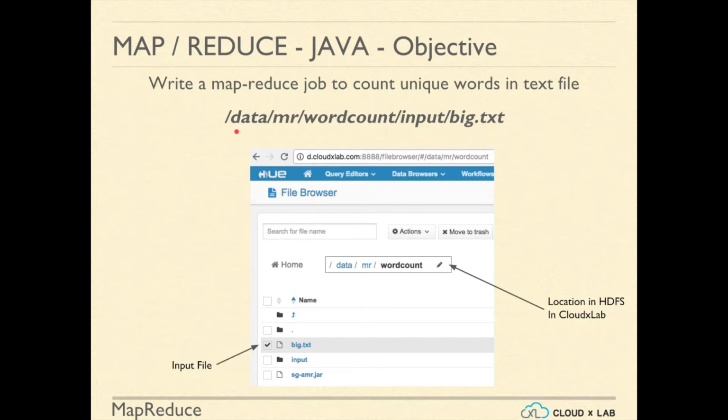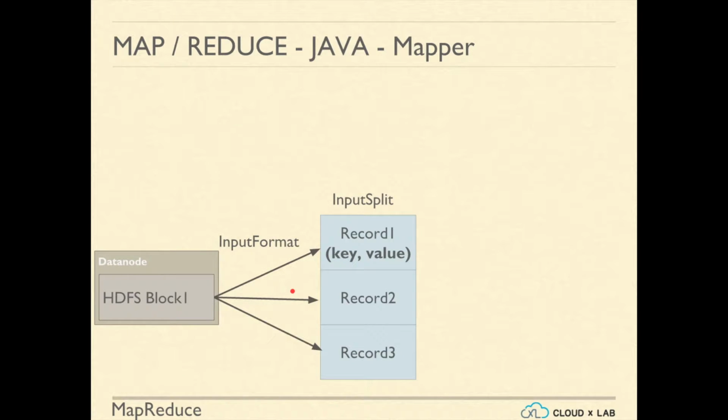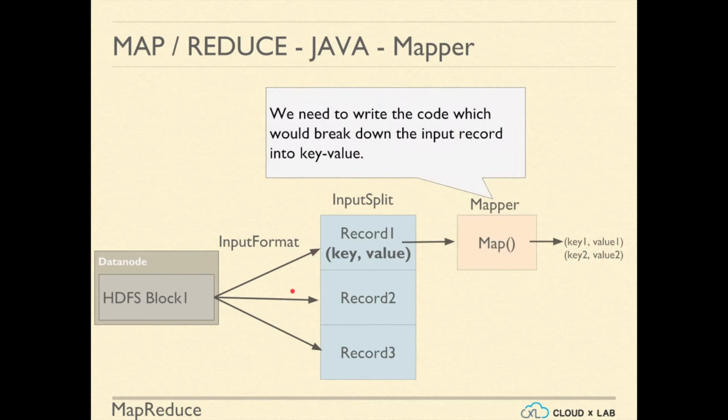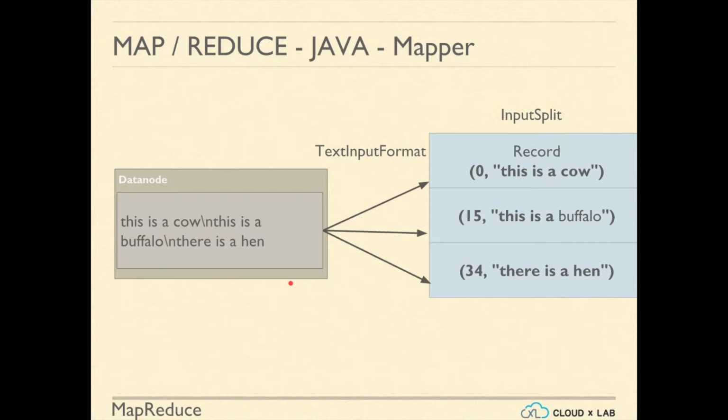in /data/mr/wordcount/input. Let us first understand how to write the mapper. We write a piece of logic which would break down the input record into key value pairs. The input record itself is also made up of two parts, key and value. The default input format is TextInputFormat, which is used for handling plain text files. The TextInputFormat creates a record for every line in the input file.